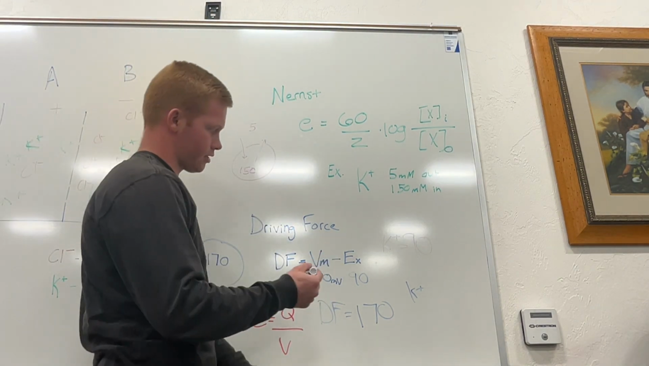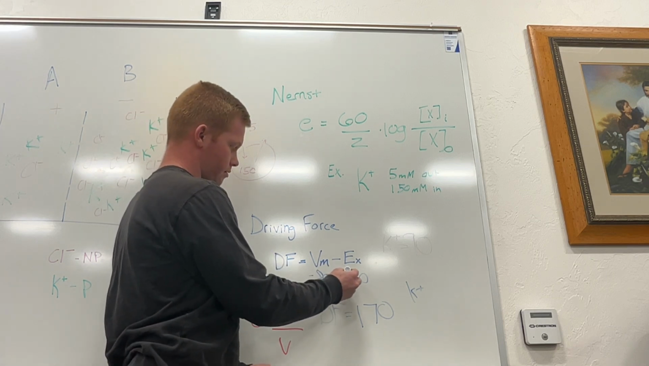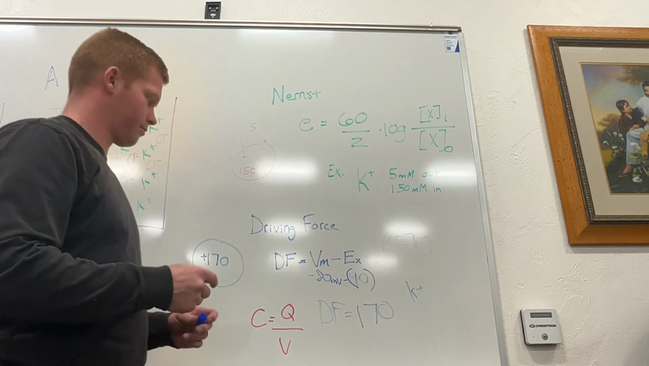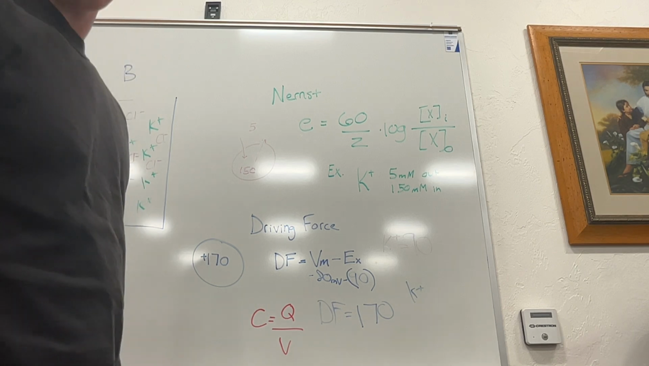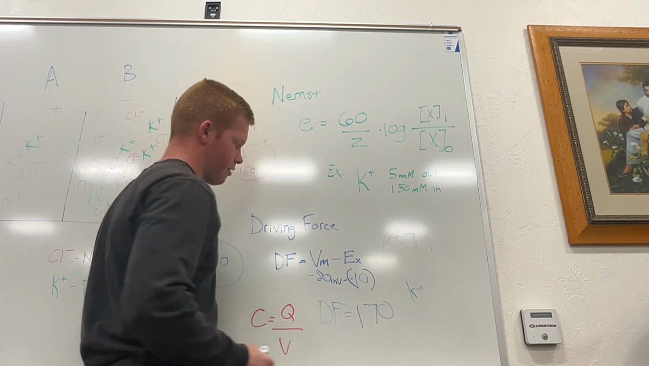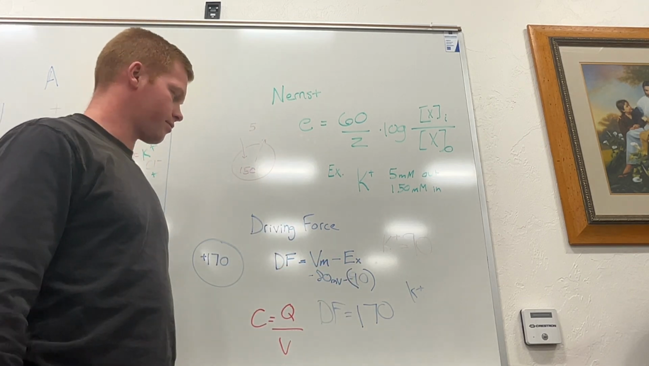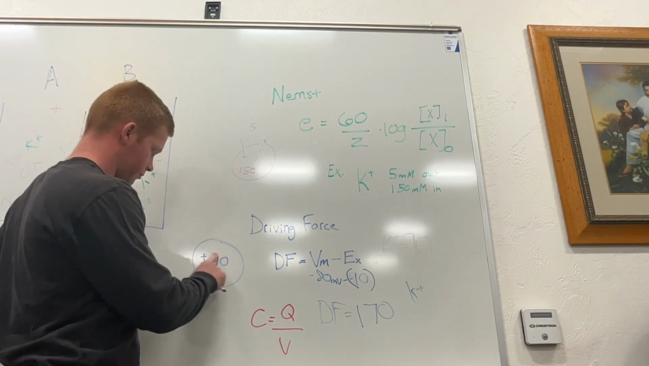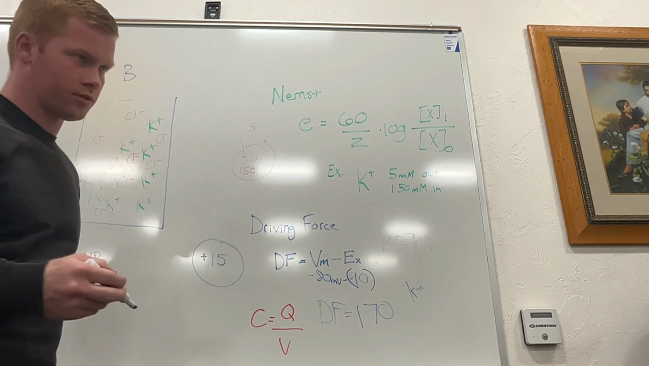So yeah, this is right. This is like 90, 95. It's actually negative 95. That's why I was getting a positive number. So we're going to do negative 80 minus negative 90 or 95, and it's going to get us positive 15. We get positive 15 inside the cell. That's the driving force for potassium.